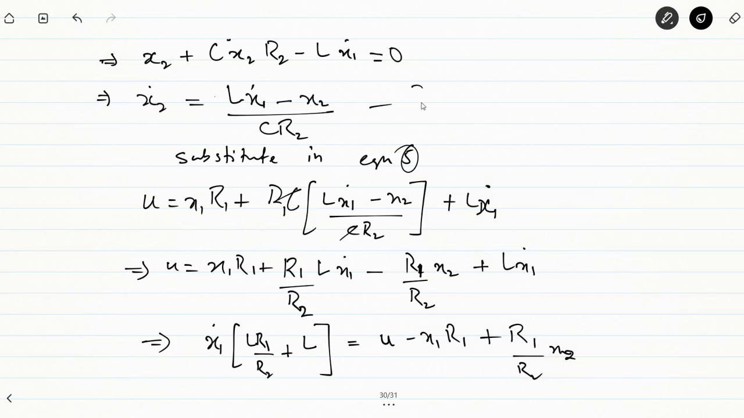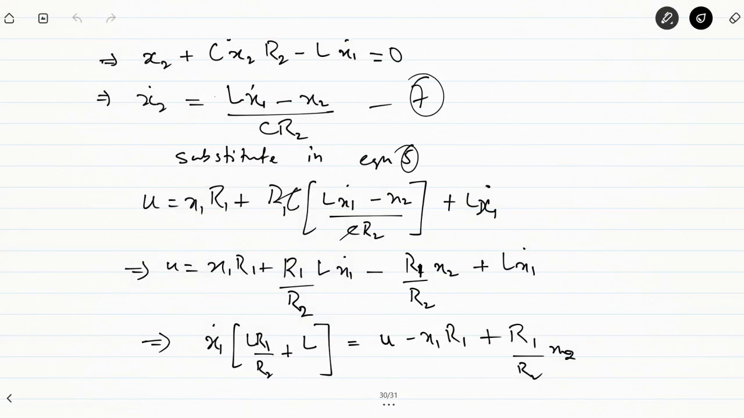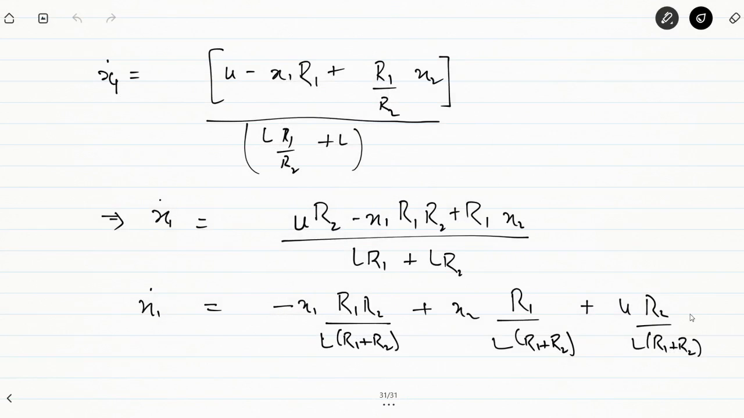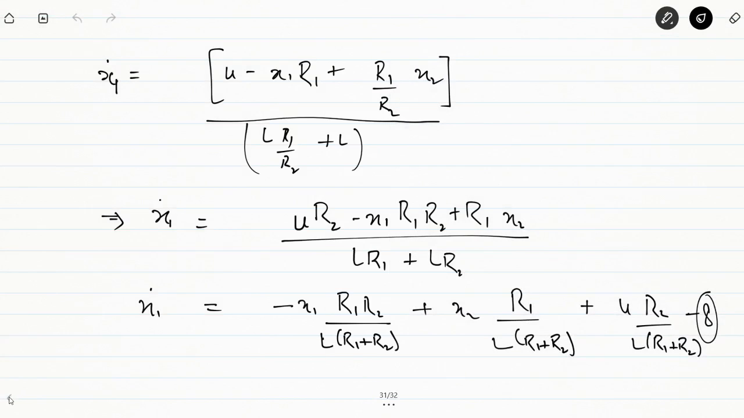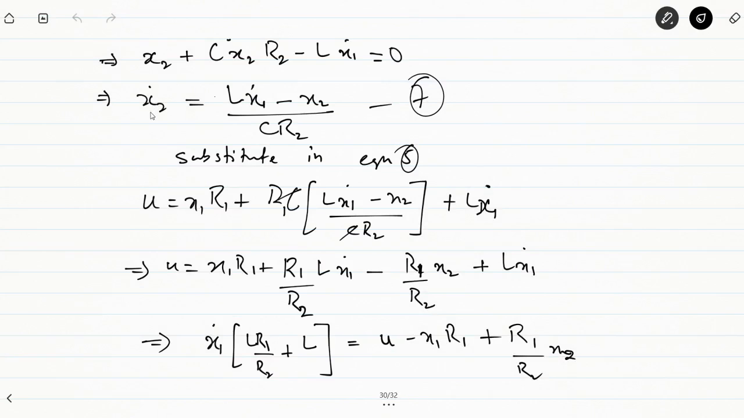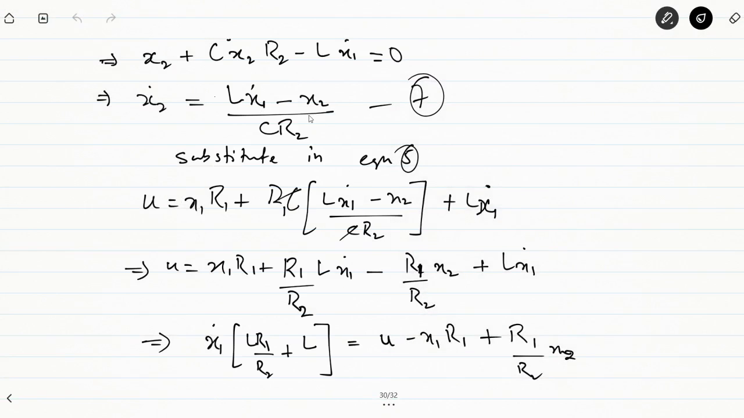We have this equation. इसको हम equation number 7 लिख सकते हैं. So, substituting equation number 8 in equation number 7. Equation number 7 हमारी क्या है? X2 dot is equal to L X1 dot minus X2 by CR2.